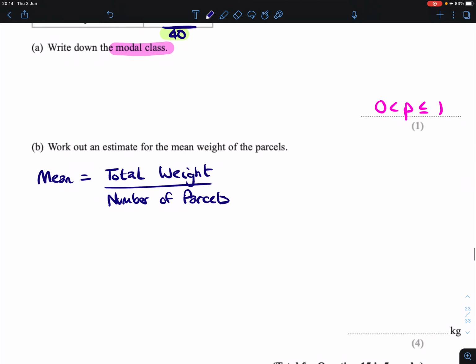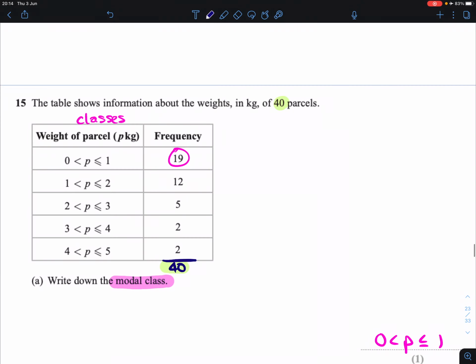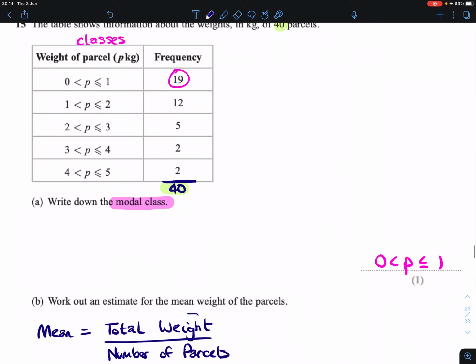So we know that we're going to be dividing something by 40. A common mistake people make is they think we're dividing by 5 because there's 5 groups. If you get that, your answer won't make sense, and like I said, it's a common mistake people make. So the real fun in this is where we get the total weight from.